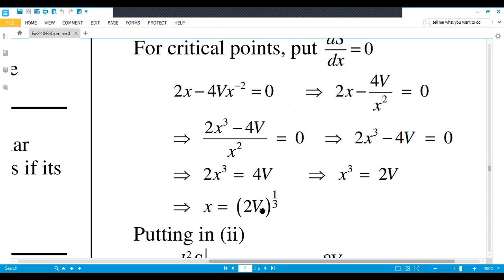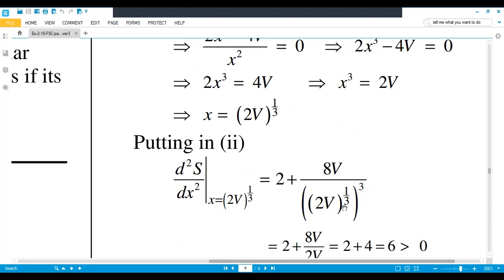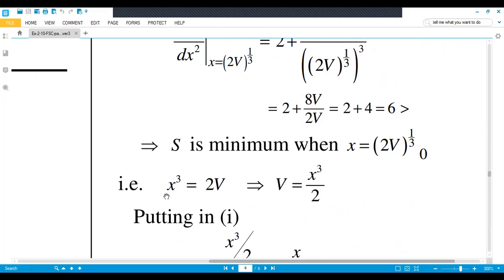Now putting (2V) power 1 over 3 in equation 2, or in the second derivative. So when you put it in the second derivative, this 3 will cancel with 3 and we get 2 plus 8V over 2V. We cancel. 8 divided by 2 is 4. So 4 plus 2 is 6, and 6 is greater than 0. So surface area is minimum when x is equal to (2V) power 1 over 3. Now you already know that x cube is equal to 2V, and V is equal to x cube divided by 2.